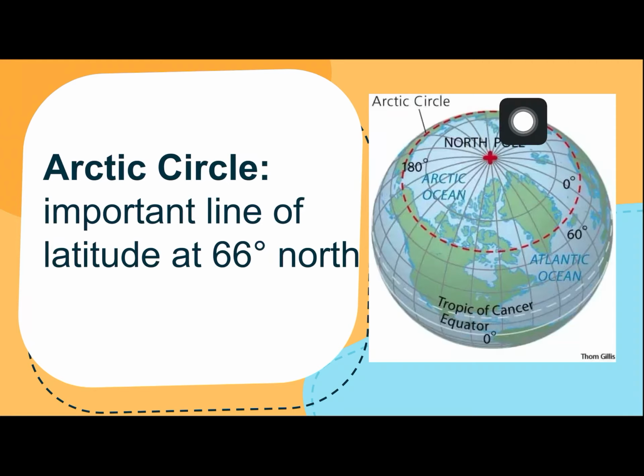And if you look at the red circle, it's kind of going around the North Pole. So the very northernmost point of our Earth. And the Arctic Circle, of course, we know it's very cold up there, and this line helps us understand where the Arctic Circle is.